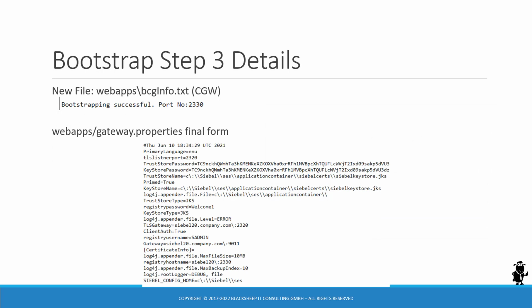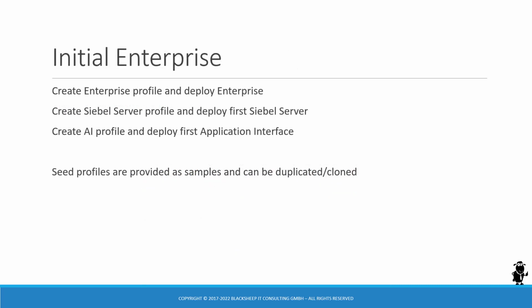The result of that step 3 in terms of files that you can locate on the machines, there's a BCG info file on the Cloud Gateway machine, documenting the successful bootstrap and also documenting the Zookeeper port number. And the gateway.properties file will be in its final form. Notice that in the gateway.properties file, you can also find the username and password for the registry. So now we have an empty registry, and the next logical step is to create the enterprise.